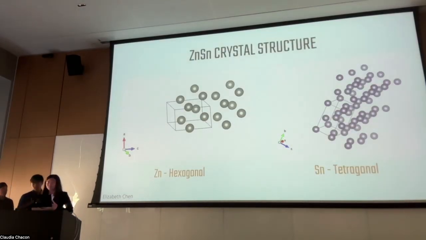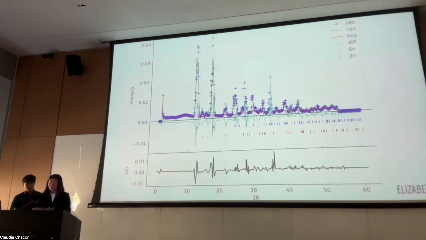So this is how my crystal structures look for my alloy. For zinc, we have a hexagonal crystal structure, and for tin, we also have a tetragonal structure. And so now going on to my graph, we can see that overall, the calculated line tracks the observed data pretty well. And so this tells me that the phase and the basic structure are correctly identified.